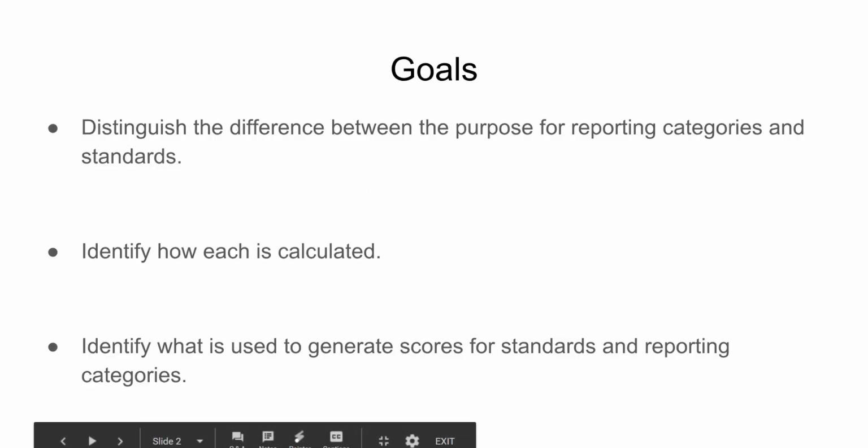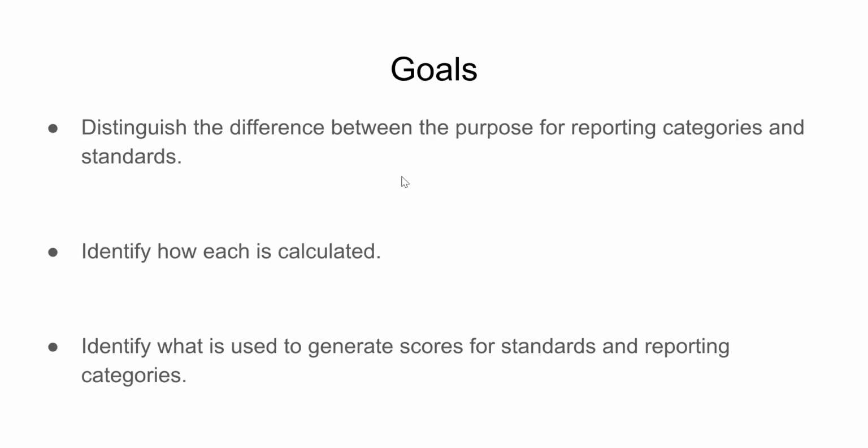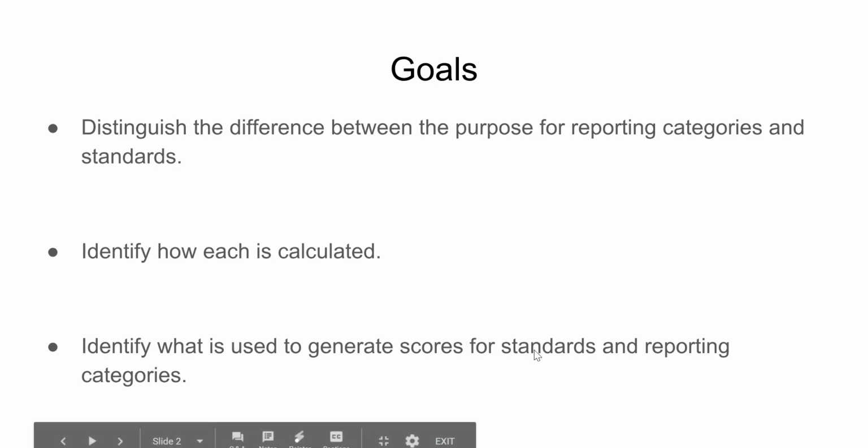During this video, we are actually going to go over standards and reporting categories. So we're going to take a look at the standards and the reporting categories. Some of the goals for this particular video are to distinguish the difference between and the purpose for reporting categories and standards. We're going to identify how each is calculated, and identify what is used to generate scores for standards and for the reporting category.